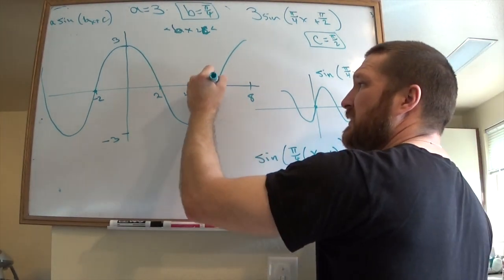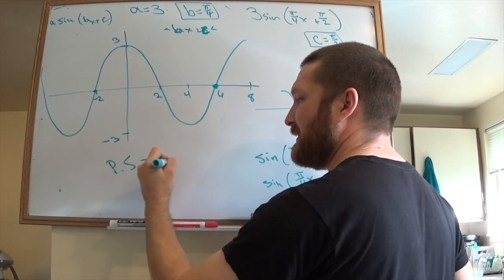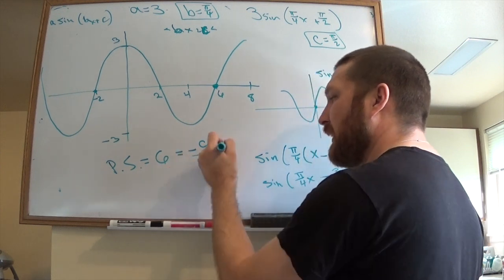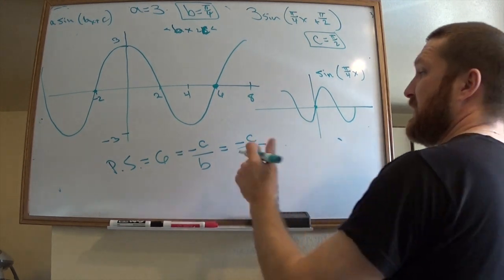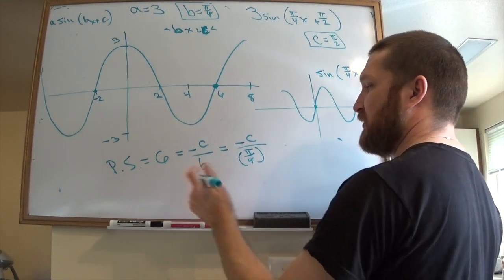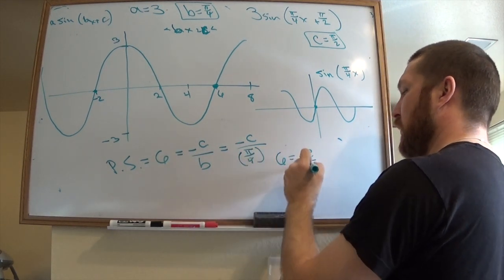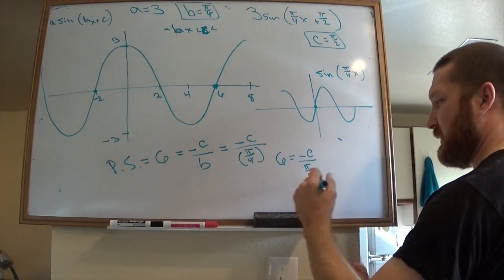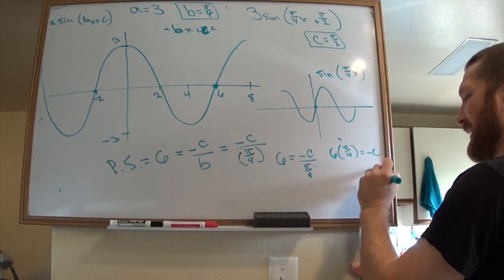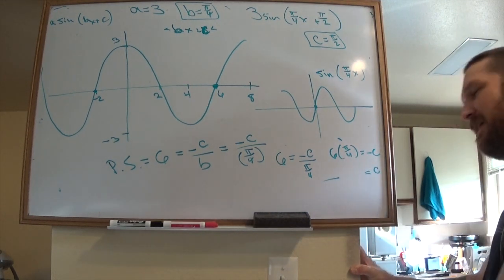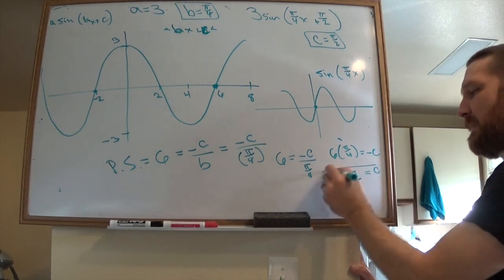Another way we could have done it is if we said that's that. If it's been shifted by that far, then the phase shift is 6, which is equal to negative C over B, and B is pi over 4. So that's the same thing as having 6 equals negative C over pi over 4. We'll bring the pi over 4 upstairs, and that gives us 6 times pi over 4 equals negative C. Therefore, positive C is negative this stuff. 6 over 4 reduces down to 3 over 2, and we end up at the same place.